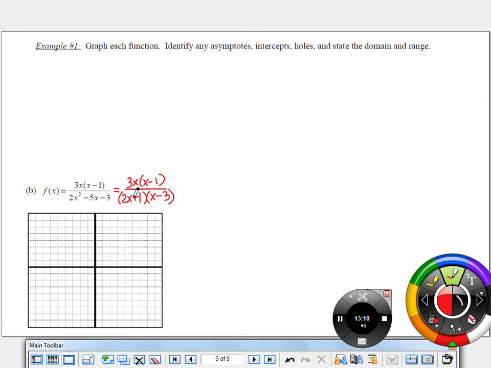So vertical asymptotes. Set your factors in your denominator equal to 0. So we're going to have two of them: one at x equals 3, one at x equals negative 1/2. Remember, those are equations of lines. They should say x equals.